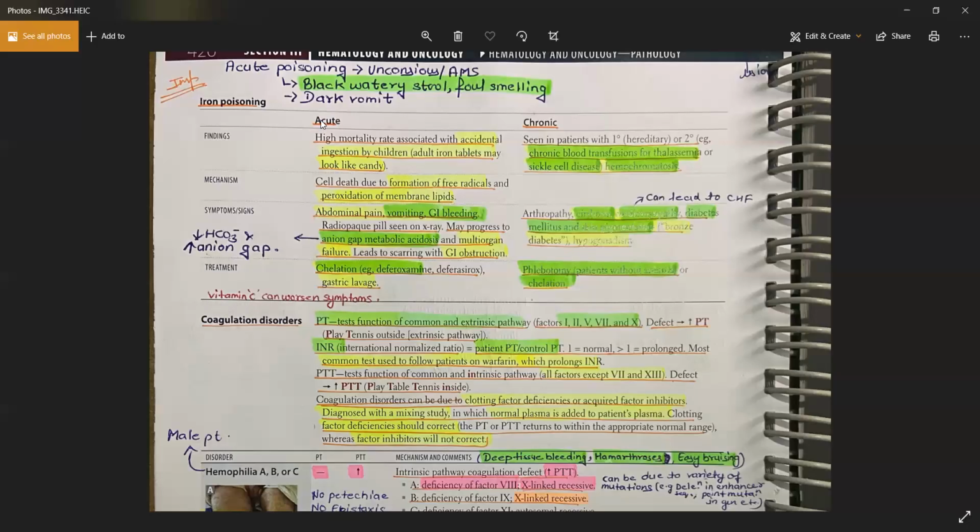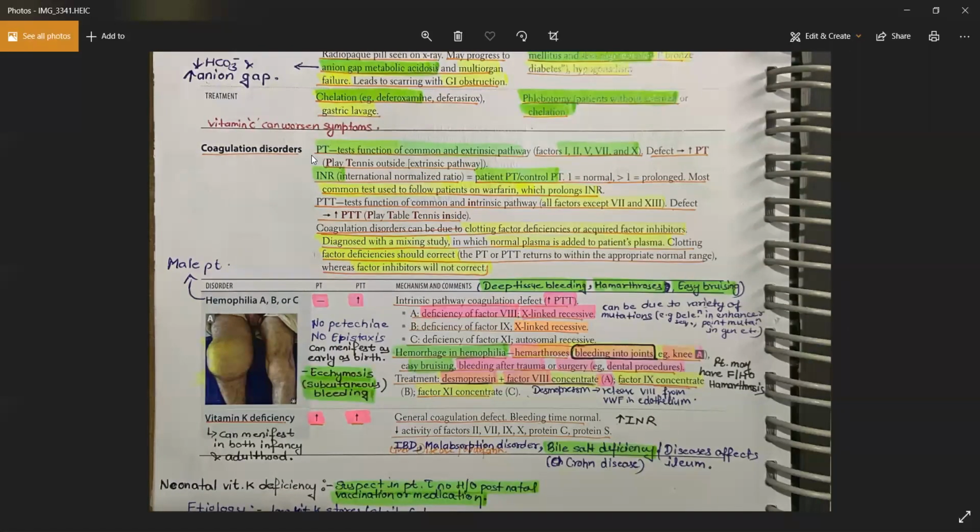Can anyone tell me why? Fe3+ to Fe2+ conversion is done by vitamin C. Yes. And this Fe2+ is very easily absorbed from the GIT, right? So it will worsen the symptoms. So you want to avoid giving the patient vitamin C. Very important to note. Any doubt in these two poisonings?